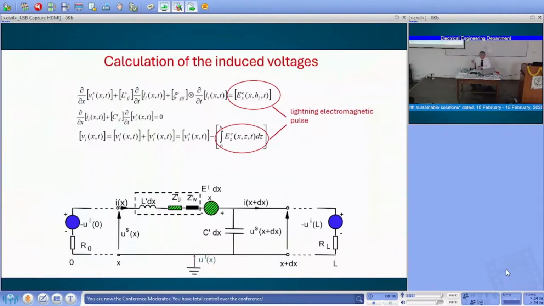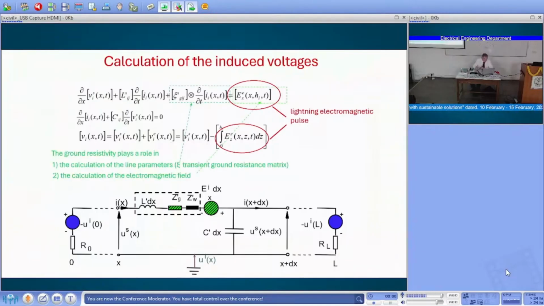These are the effect of the lightning electromagnetic impulse that is coupled with the line conductors. So the equation of the lines is modified in order to take into account the induced effect caused by the electromagnetic field of the lightning. So these are the horizontal and vertical component of the electric field that is associated with the intensity and the characteristic of the lightning current that we are considering, and also the position of this lightning event with respect to our line.